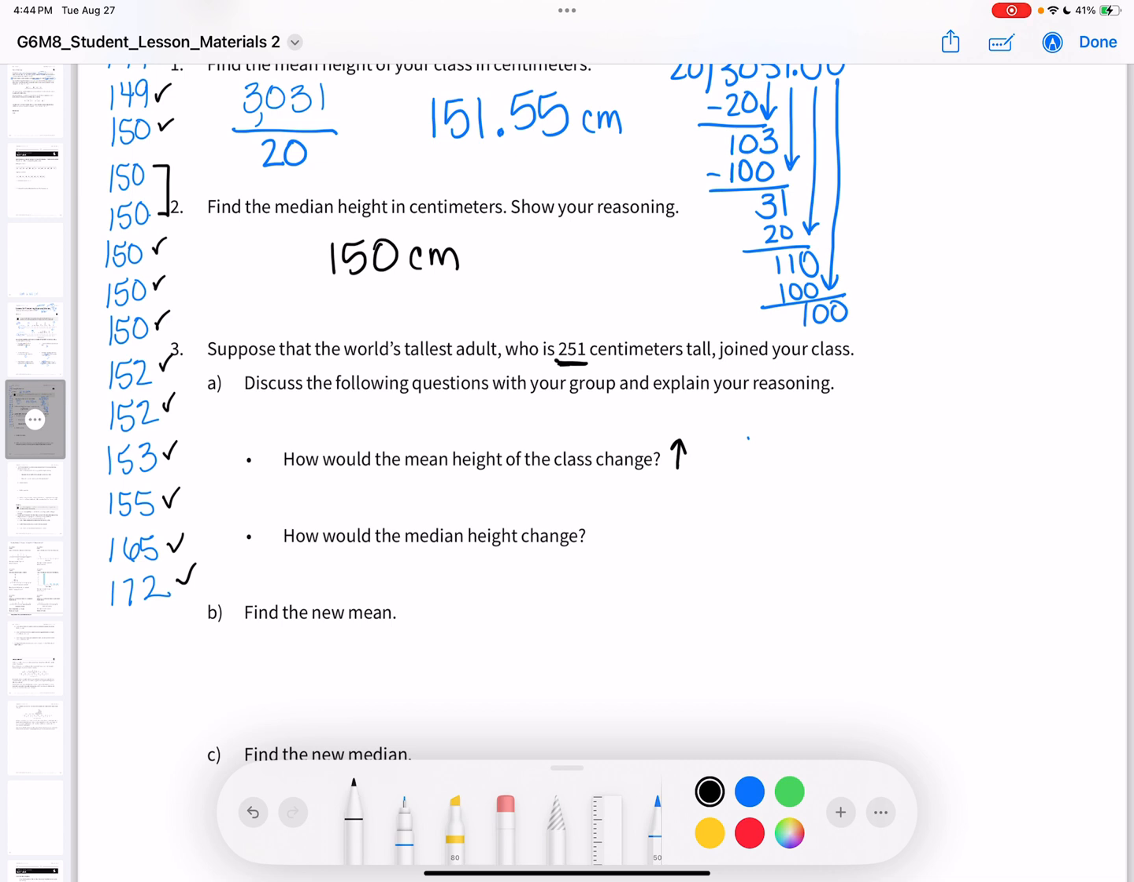How would the median height change? Well, I've added another data set. So these two, it would move up 1 this way, but that would still be 150. So it could go up 1, but for ours, it's going to stay the same.